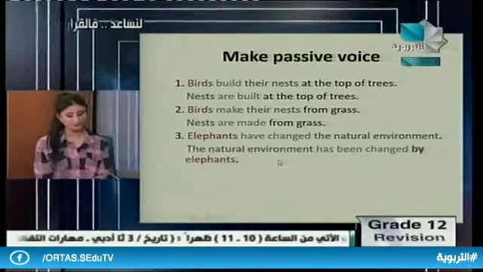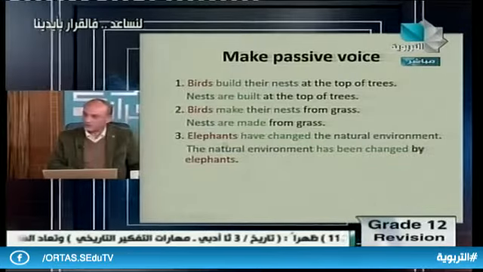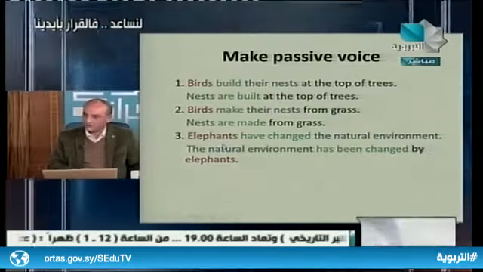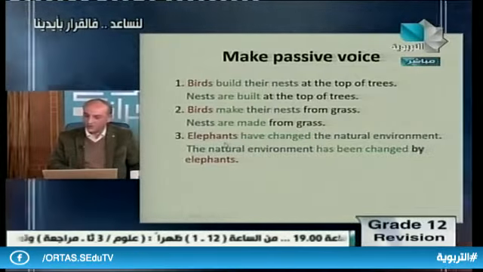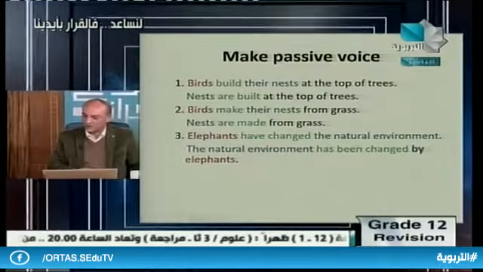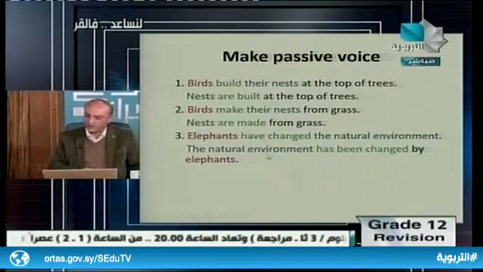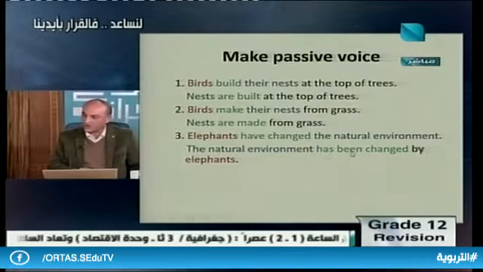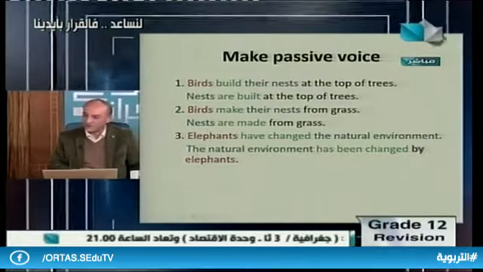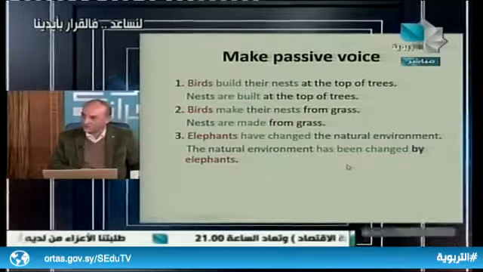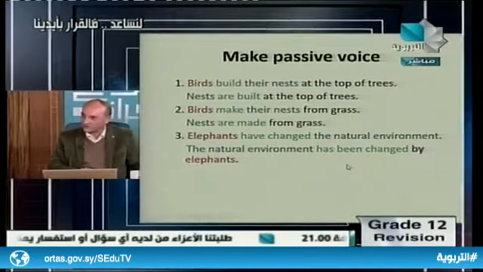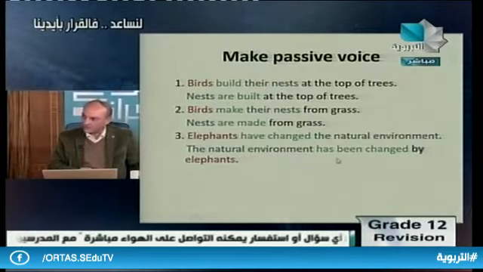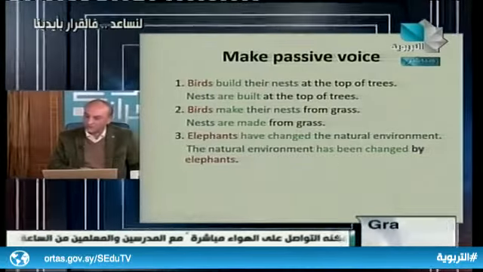Here, the student should notice that in the active sentence, the subject, elephants, is plural. They will get confused. When we use the object, the natural environment, as a subject, it is singular, so they have to use has, a singular verb, not a plural verb. Sometimes, according to the object, some students get confused and don't know that they need to use a singular verb here, not a plural verb.